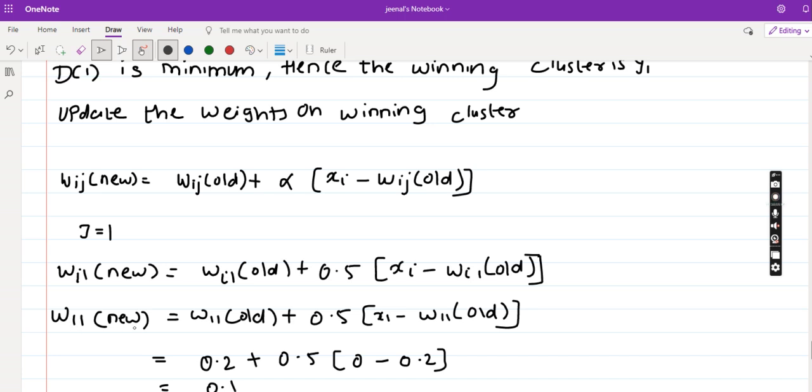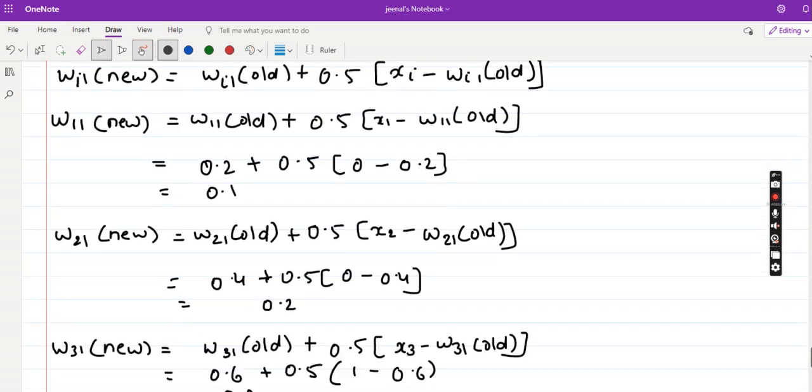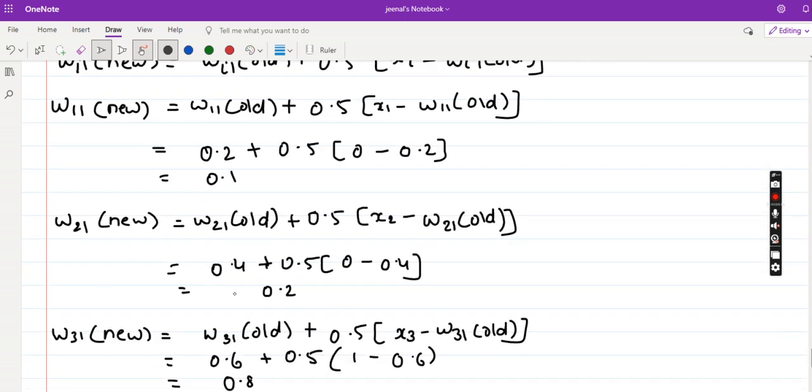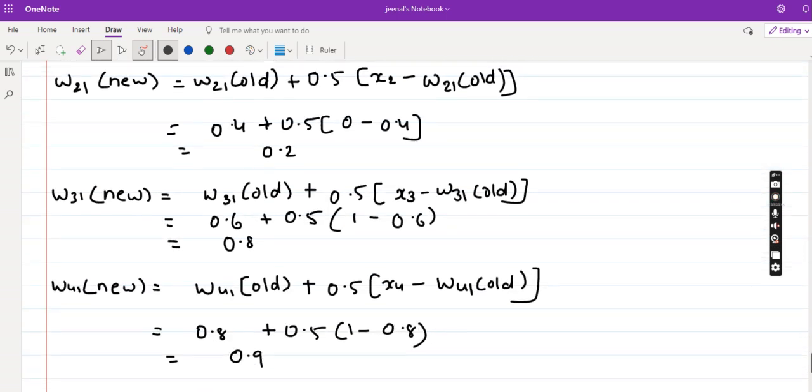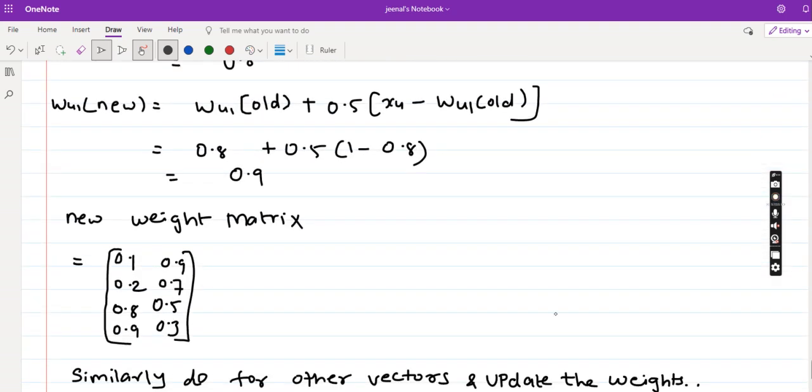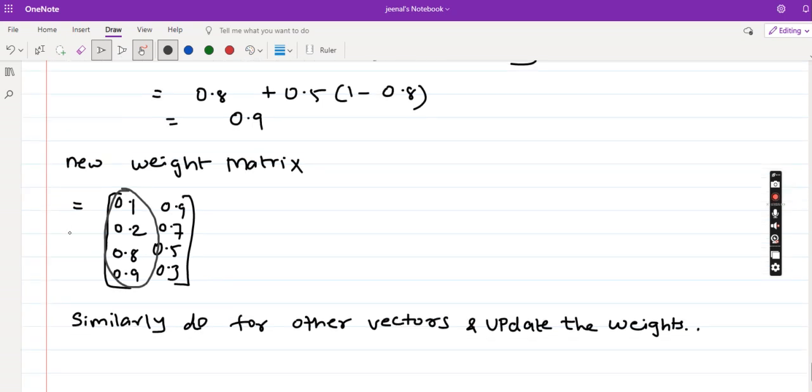So I have W11 new is equal to W11 old plus 0.5 times (x1 minus W11 old). So this will give me one value of W11. Similarly, I have W21, W31 and W41. So you'll put all the values and calculate the new weight matrix. So this is my new weight matrix. What we just changed is all these values, the entire first column, because my winning neuron was Y1. So I'll change the first column.